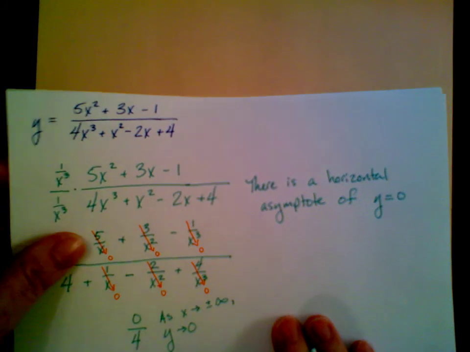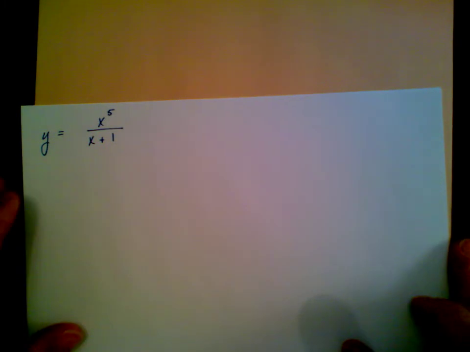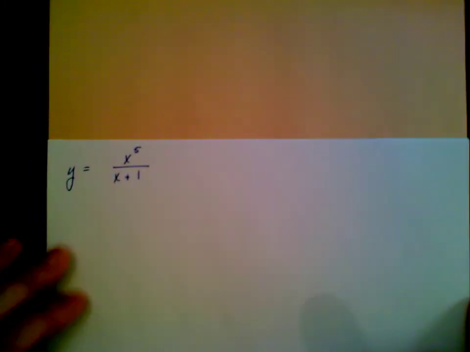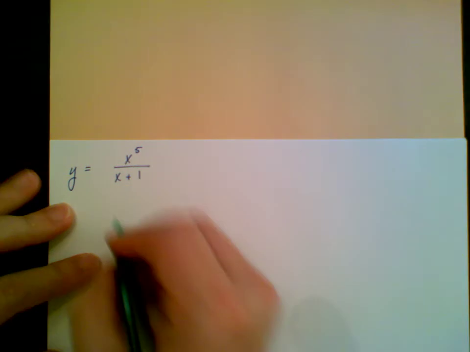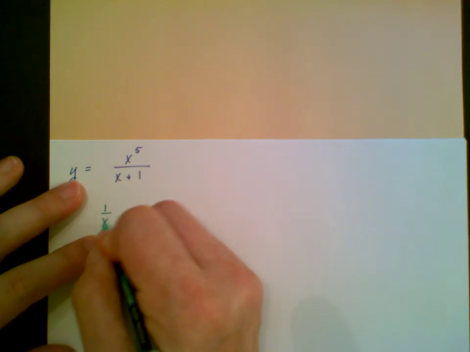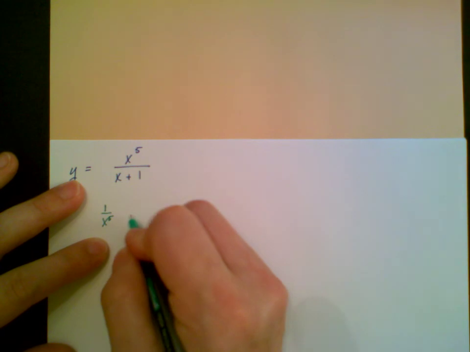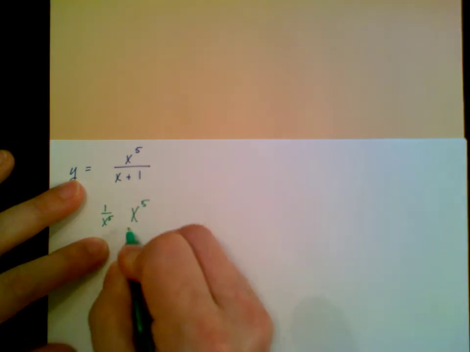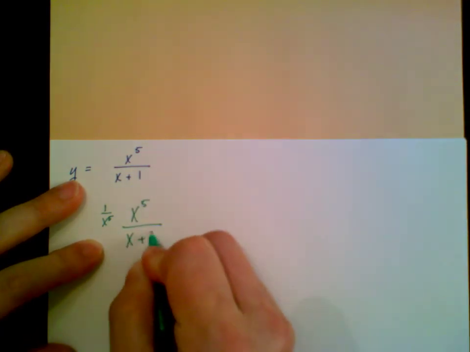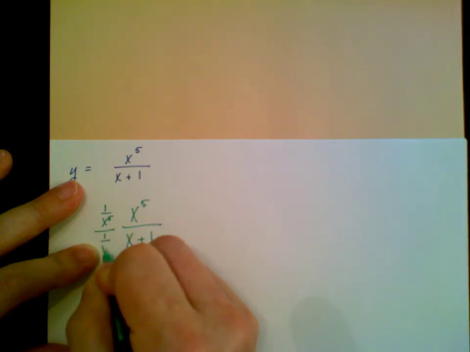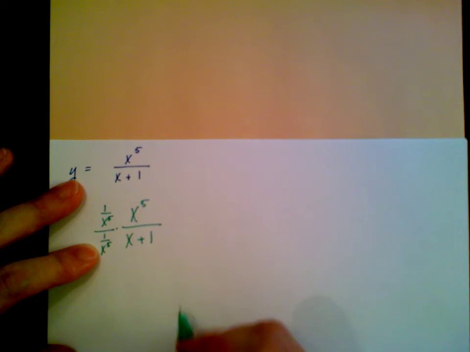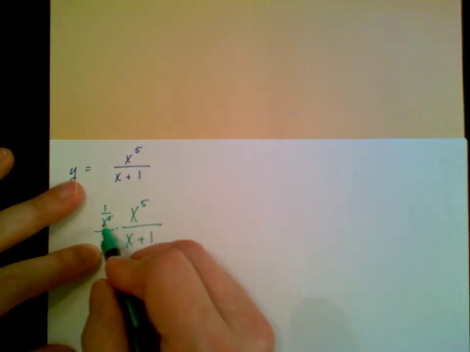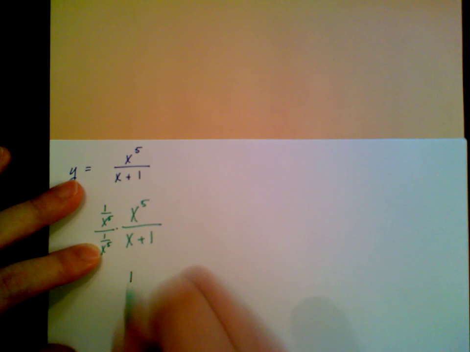And one final example here. I've got another rational function, x to the 5th over x plus 1. I will do the same thing where I multiply the top and the bottom times 1 over the largest power of x. So x to the 5th over x to the 5th is going to just be 1 on top.